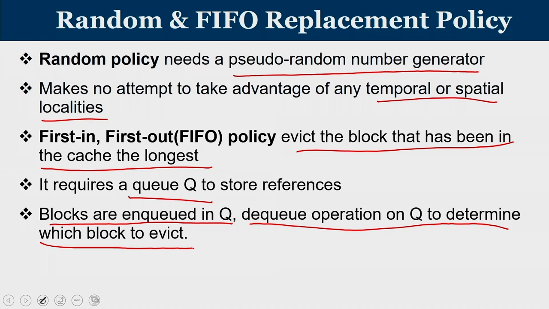Here also, temporal and spatial locality, or re-reference or usage of any particular block, is not looked into. We are only looking at who has reached first. Similarly, we can find out what is there in the LIFO policy as well. Last in, first out: the block that has reached the cache last is going to be the victim.